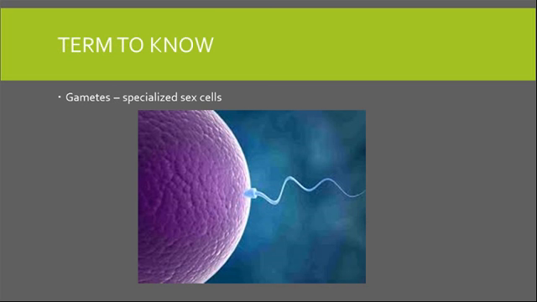One term I wanted to start with that you definitely need to be aware of is the term gametes. That term means specialized sex cells. So reproduction involves several processes, including the formation of those specialized sex cells called gametes. Let's look first at the female reproductive system.